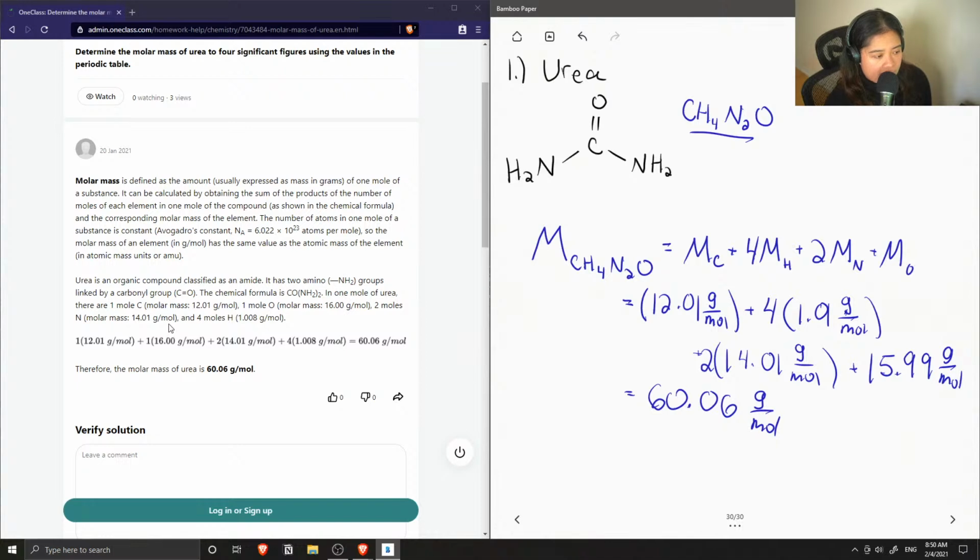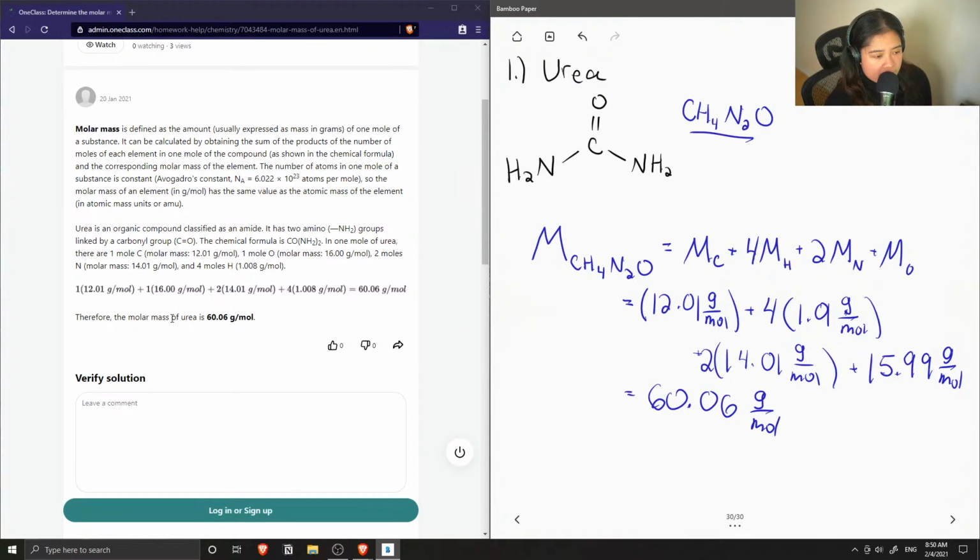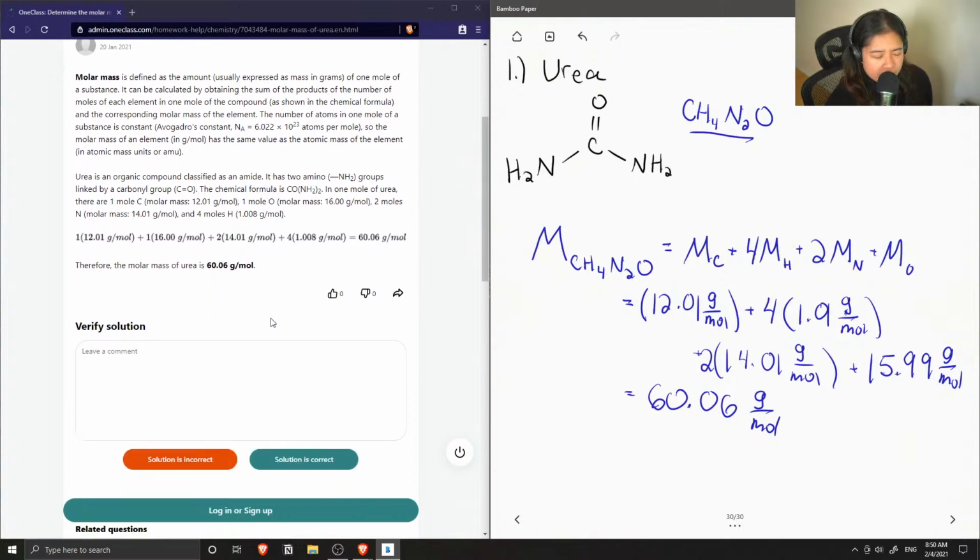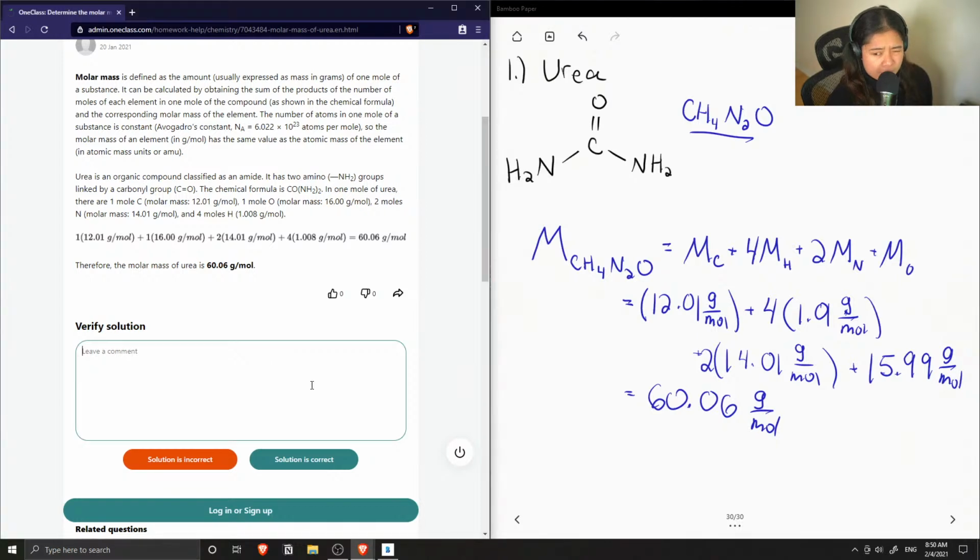Urea is an organic compound classified as an amide. It has 2 amino groups linked by a carbonyl group. Chemical formula is CONH2. In 1 mole of urea, there are 1 mole of carbon, 1 mole of oxygen, 2 moles of nitrogen, and 4 moles of hydrogen. They also got 60.0606. So this solution is correct.